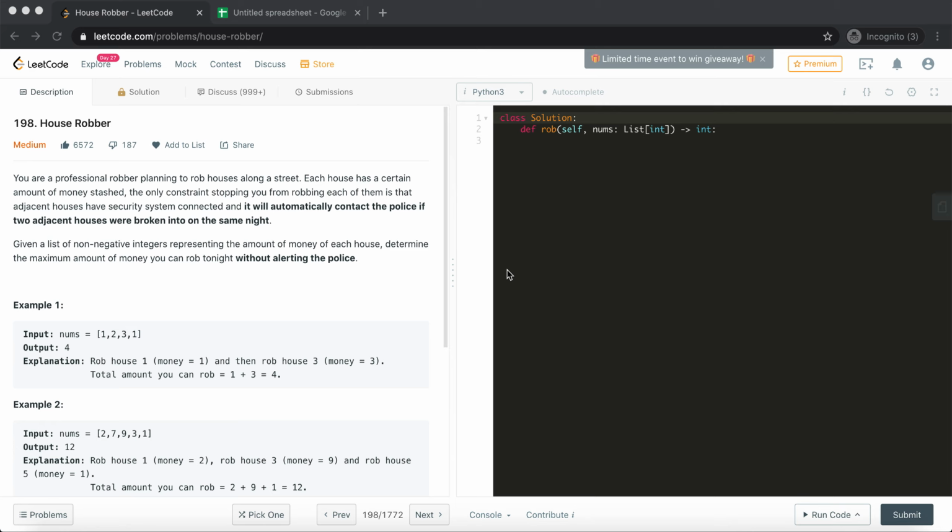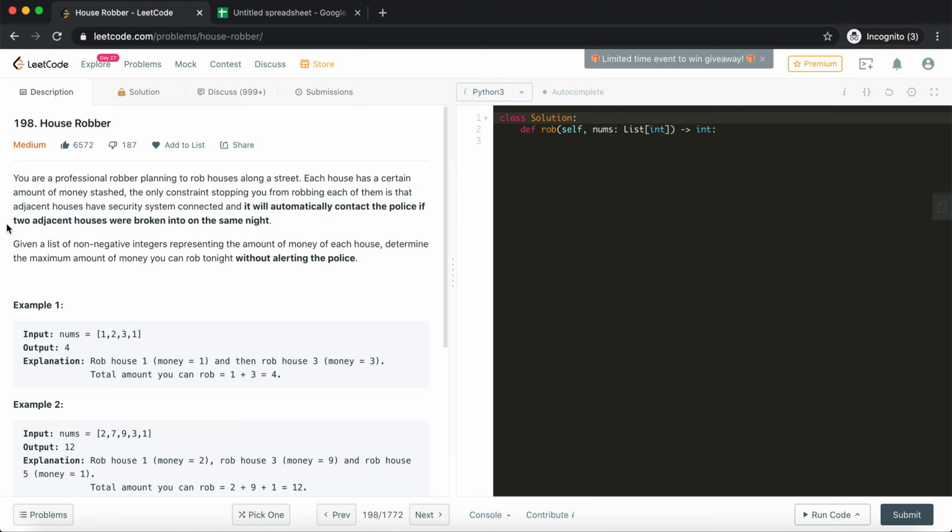The problem at hand is House Robber, which is LeetCode problem number 198. It is a medium categorized problem and liked by more than 6,500 people. It's again a very interesting problem, so let's go through the problem statement.